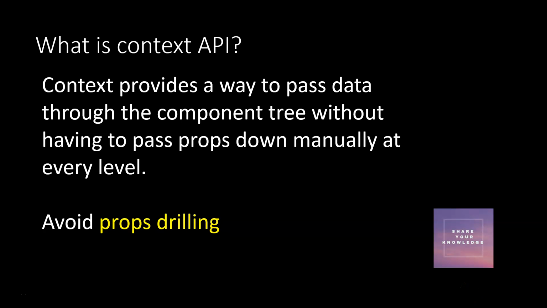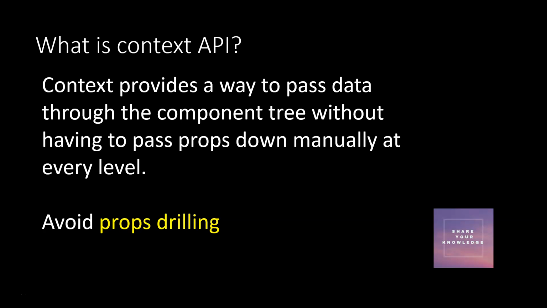We will see about context API in React hooks. In React, if you have many levels of components, maybe you have one component and within that there is another component, and within that you have another component. If you want to pass the data from A to C, you have to put props everywhere. This is called props drilling. This was a big issue actually.